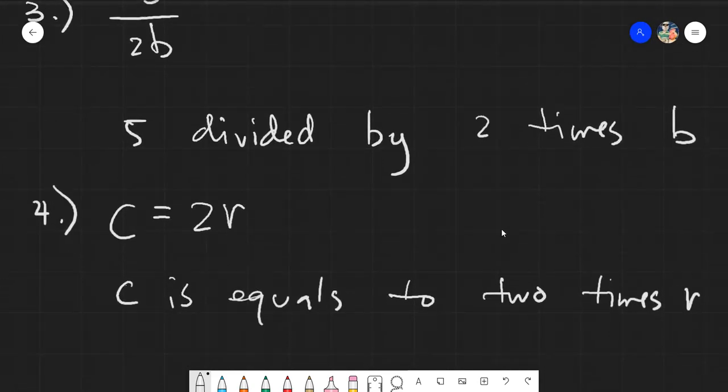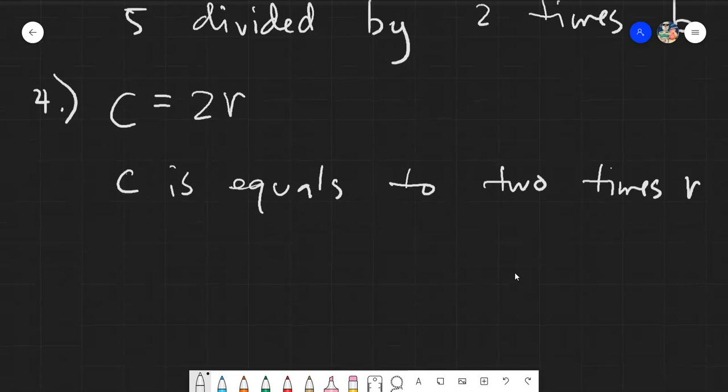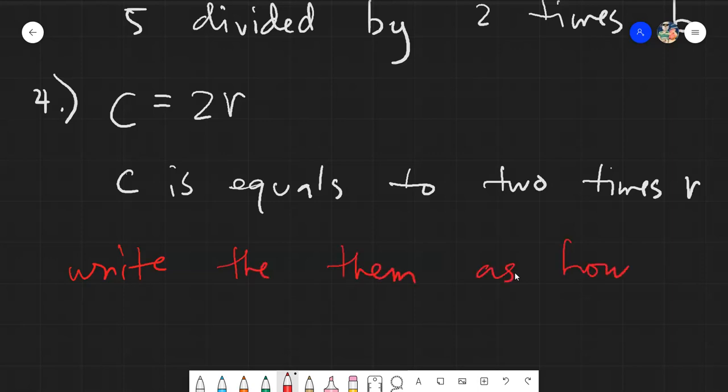And remember, sinasabi ko kanina, I'll write them in red: you write them as how you hear or read. Yan na yun. You write them as how you hear or read. Isulat niyo siya kung paano niyo siya naririnig or binabasa.